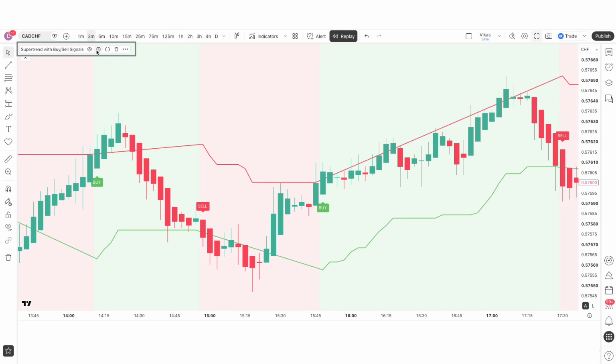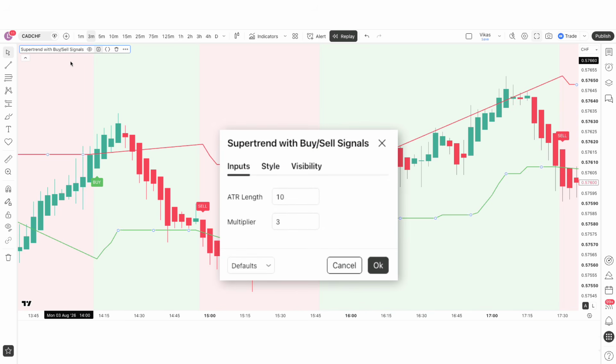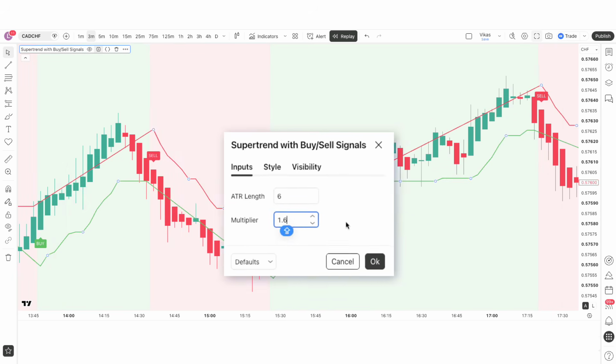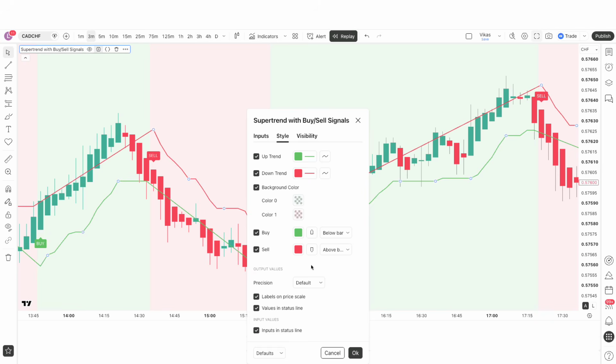Now the indicator settings change for perfect signals. First, we change ATR length 10 to 6, and after that change multiplier 3 to 1.6. Once all changes are made, click OK.